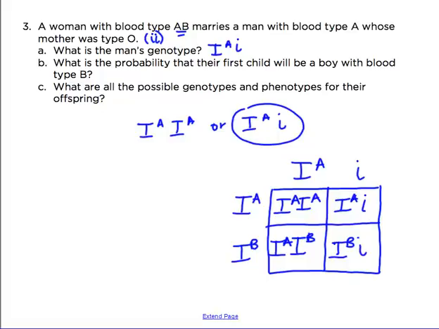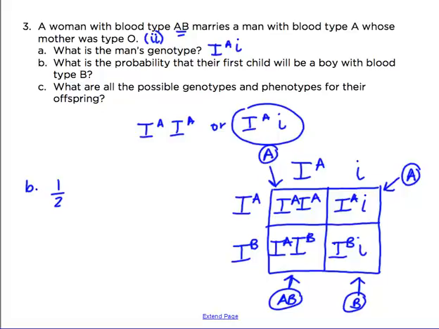Okay. So part B, what is the probability that their first child will be a boy with blood type B? So again, these are two different events. So you have a half chance of getting a boy, and it says a boy with blood type B. So which of these offspring are blood type B? This is blood type A. This is blood type A. This is blood type AB. And this is blood type B. So out of the 4 offspring, one of them is blood type B. So that's a 1/4 chance. So the total probability for part B is 1/8.